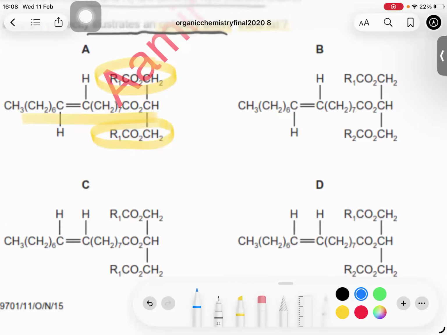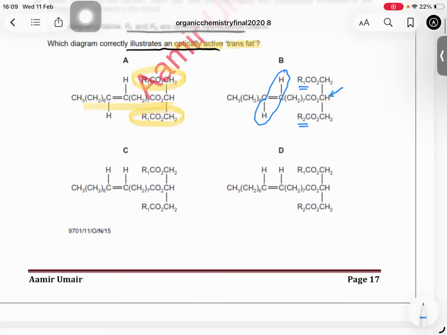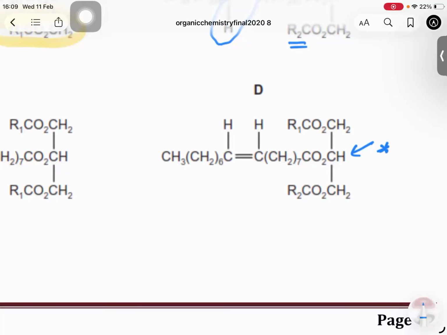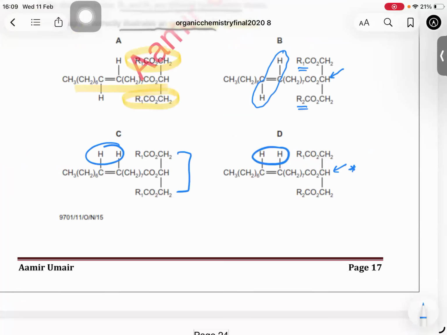B, does it have a chiral carbon? I think so. Just look at this carbon. It's attached to R1 and R2, different chains. R1 and R2 are the different chains. So it's a chiral carbon. And now look, is it a trans or cis? Yes, so this is the optically active trans fat. और ये देखिए, ये भी optically active है. This is the chiral. लेकिन ये कौन सी फैट है? Cis fat है. ये भी cis fat है, लेकिन ये optically active नहीं है.